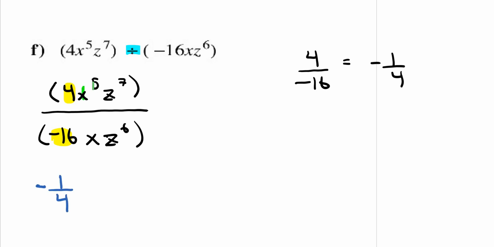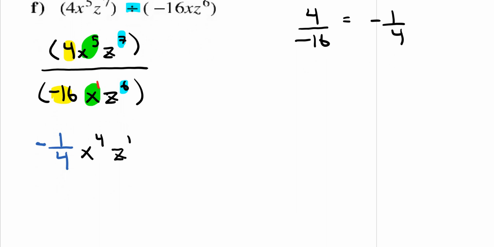Okay, and then x to the 5 and a single x there, right? There's an invisible 1 here, right? So that's going to be x to the power of 4, right? 5 minus 1 is 4. And then I have z to the 7 and z to the 6. So 7 minus 6 will be 1, right? So there you go. There's your final answer there. If you want to rewrite this carefully, it would be negative 1 over 4, x to the 4, z. Okay, so that's it for question number 4.